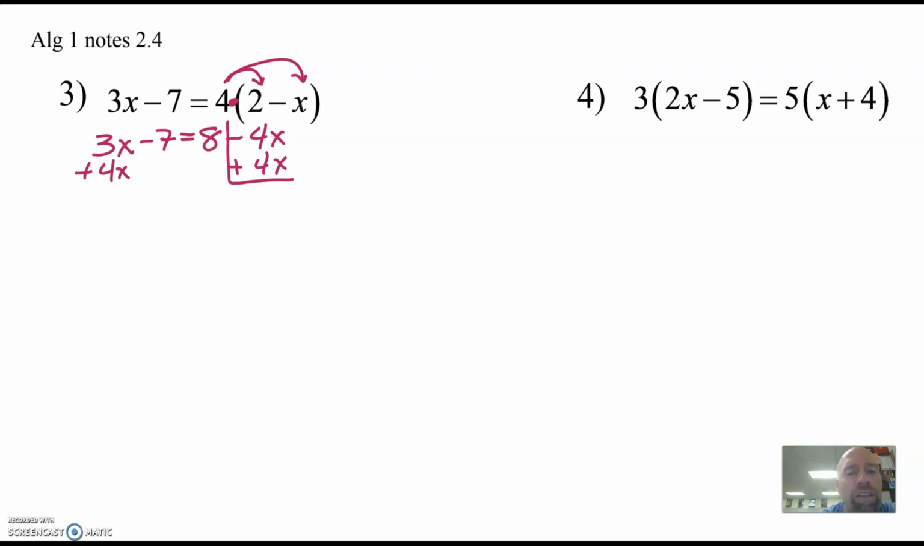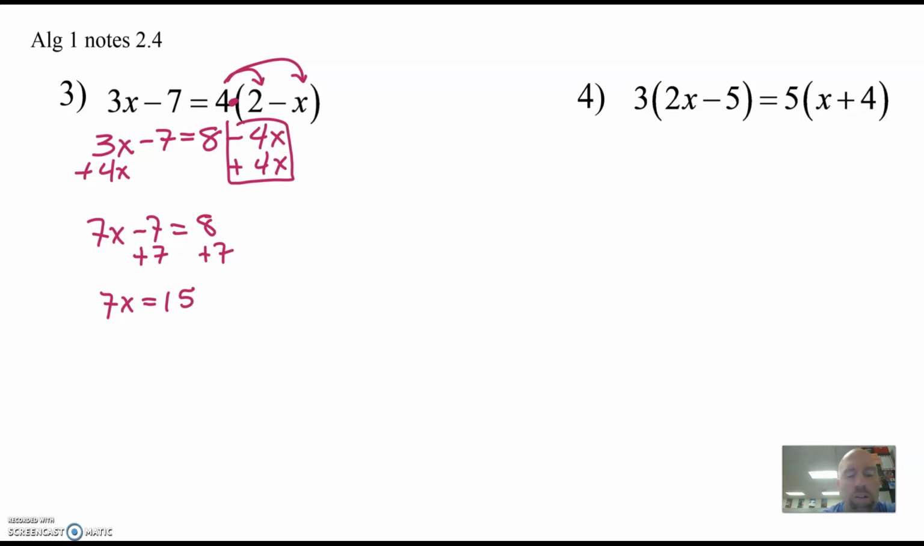That causes these here to disappear. I've got 7x minus 7 over there now, and I've got an 8 left over on that right-hand side. I can move that negative 7 over here to the right by using the addition property of equality. So I've got 7x is equal to 7 plus 8 is 15.